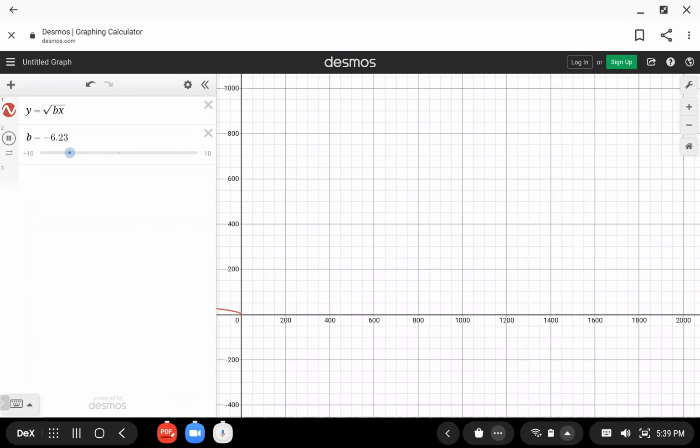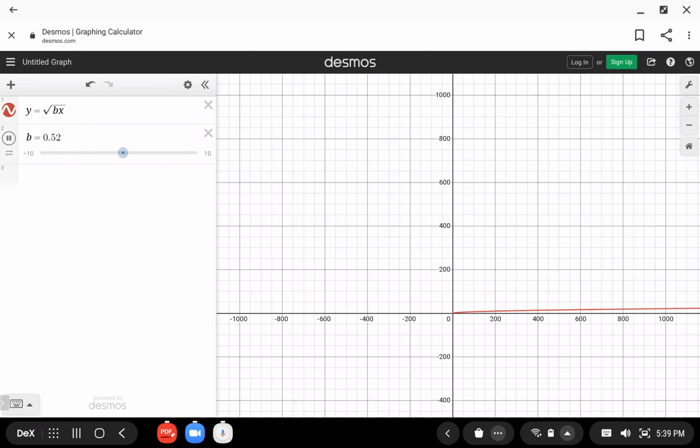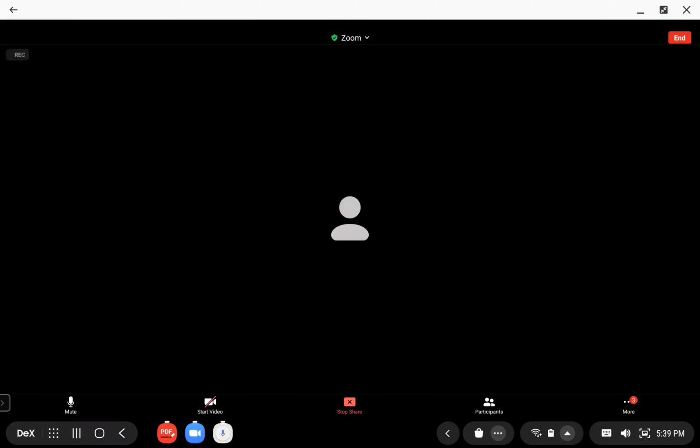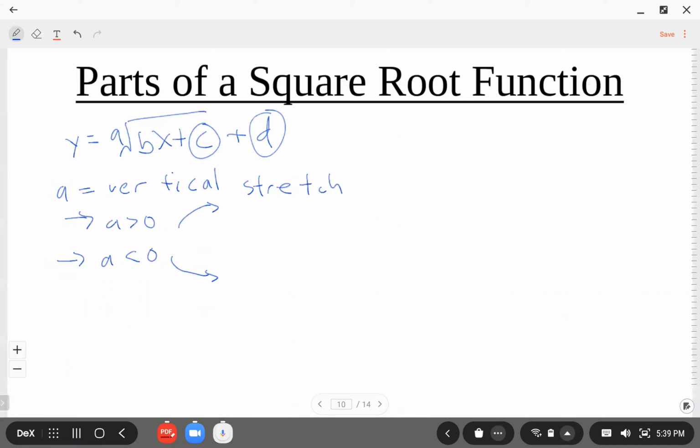You see here, it's also a vertical stretch, but not as much as A, because it's basically multiplying the X. It's multiplying the X. So the Y will still increase. But let's notice something different.